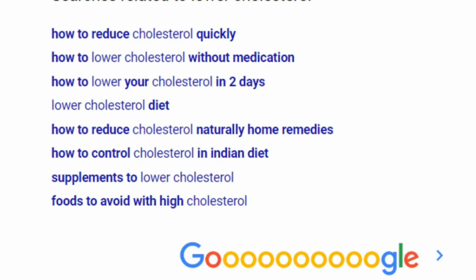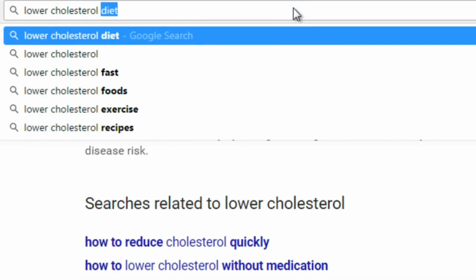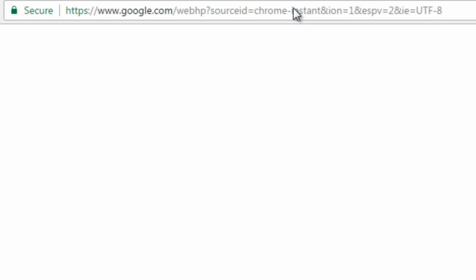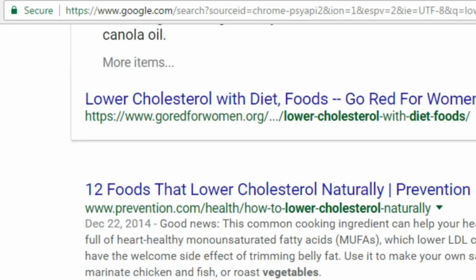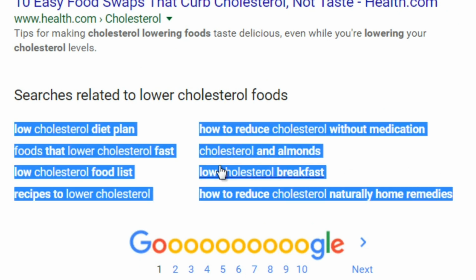So let's say, for example, that we want to do a search for lower cholesterol foods. And we do a search for that. And if you scroll all the way down to the bottom, you will see everything related to lower cholesterol foods. So we can see cholesterol in almonds, breakfast, food lists, recipes, how to reduce it naturally without medication. So we can see that, and can I get an idea of the type of person that is searching?